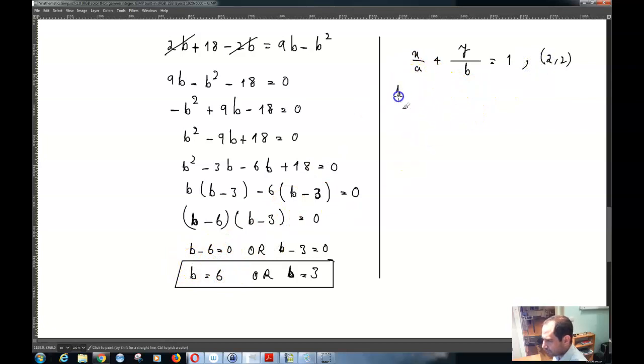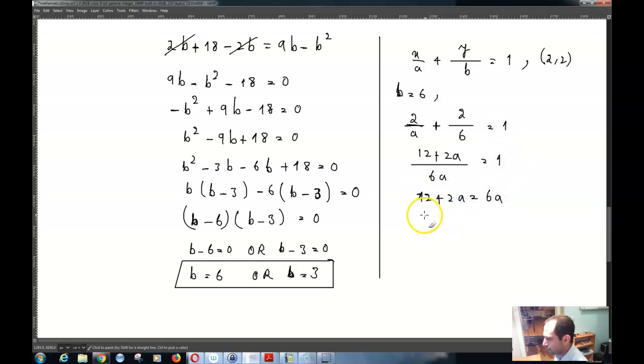Now if b is equal to 6, for example, then instead of x over a plus y over b, I can write 2 over a plus 2 over b, which is 2 over 6, equal to 1. So that means 6a, and then 12 plus 2a is equal to 6a, or 12 is equal to 6a minus 2a, and 12 is equal to 4a, and so a is equal to 3.